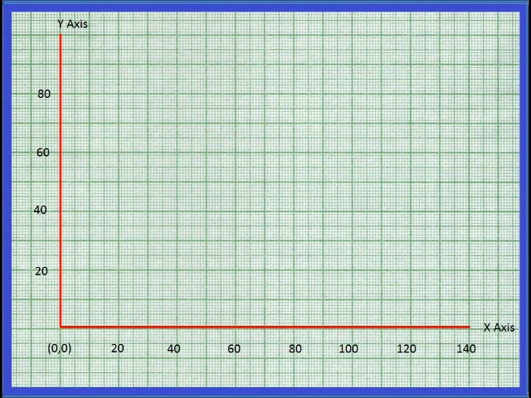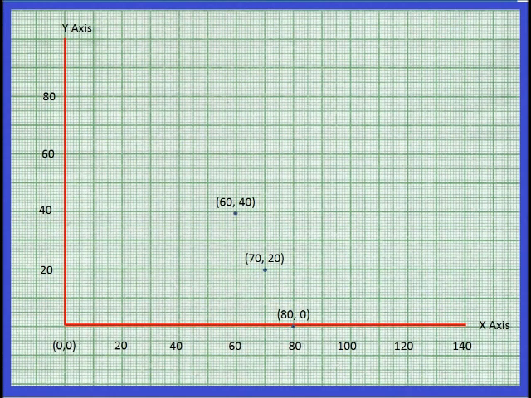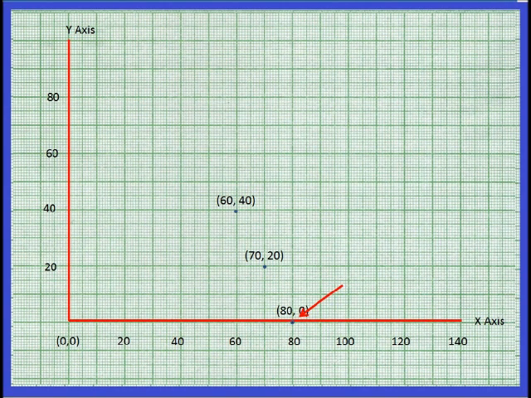Now draw 2 lines, one horizontal to the plane, that is the x-axis, and one vertical to the plane, that is the y-axis, and mark the scale on both axes. On the x-axis mark 0, 20, 40, 60, 80, 100, 120 and 140. And on the y-axis mark 20, 40, 60, 80. Now plot the 3 points on the graph, that is 60, 40; 70, 20; and 80, 0.